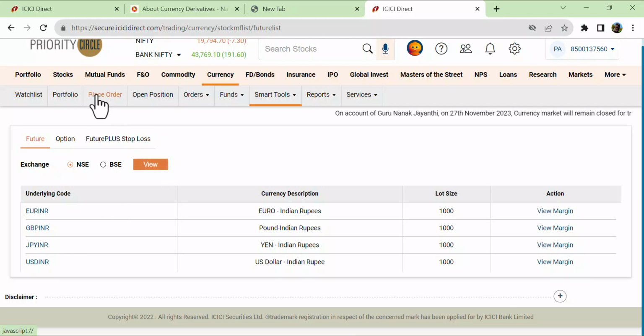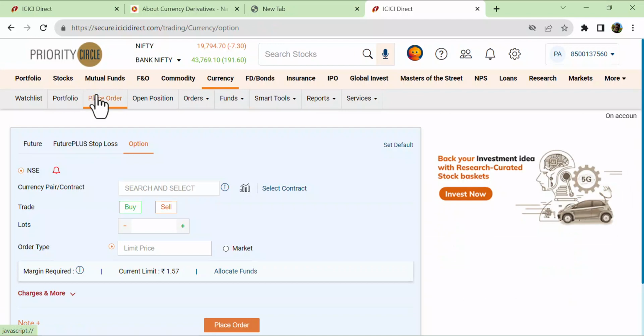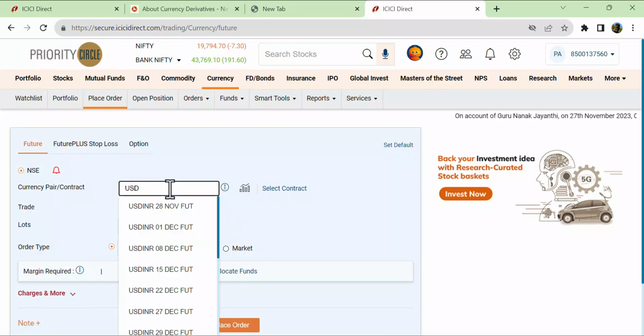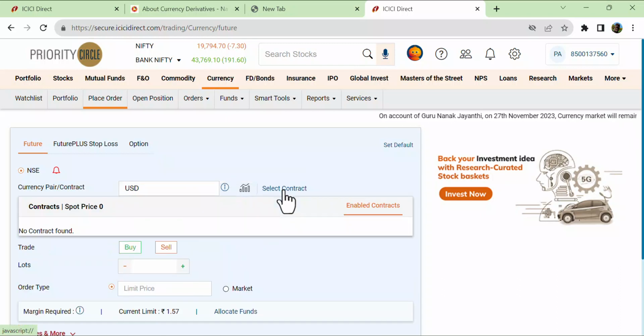Okay. So let's say I go to place an order. Let's talk about it as an importer, as an exporter. So here I'll go to futures. And use USD INR. And select a contract from here. Go to the contract selection. So what I have to do is basically enter some more particulars.